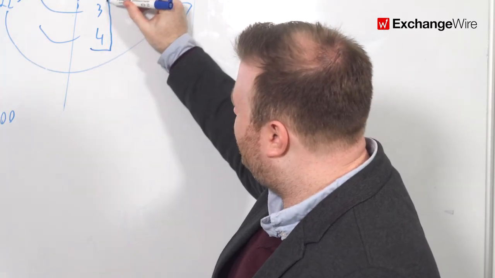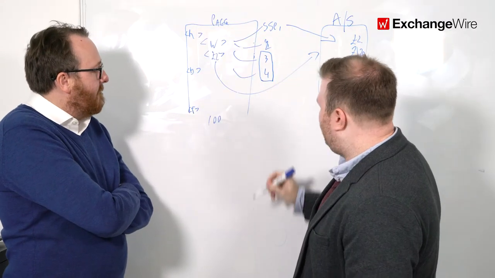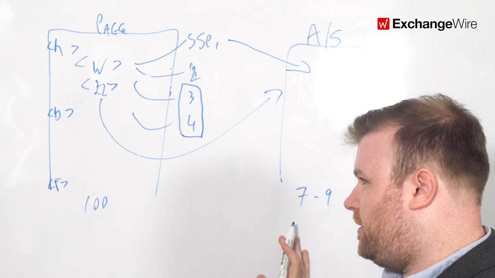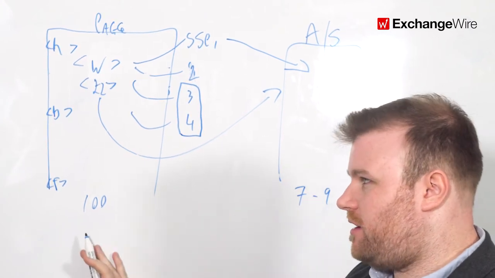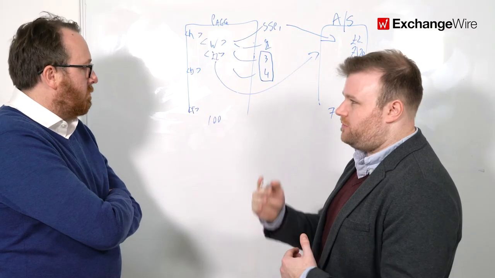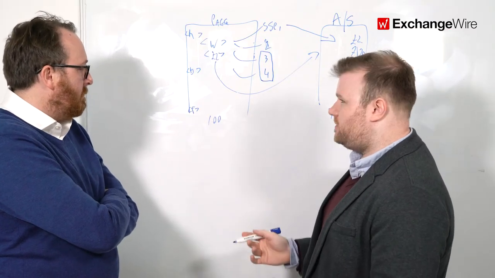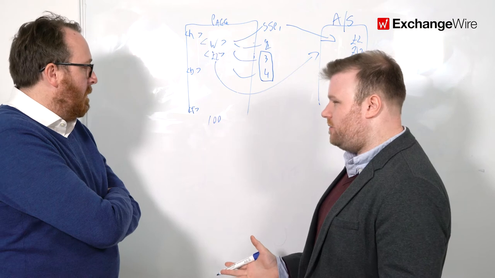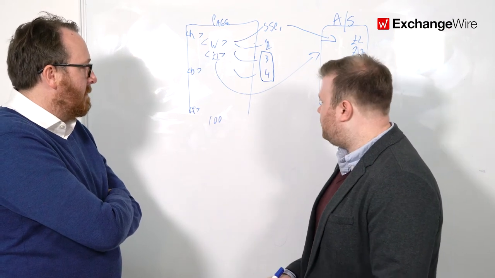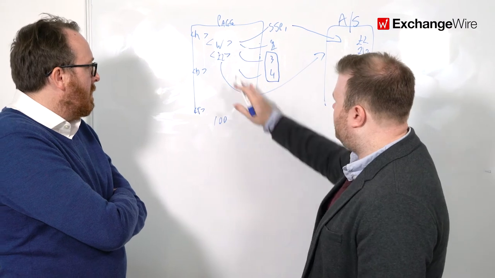So let's say, for example, you want to work with four different SSPs. But SSP3 and SSP4 only have a server-side offering, and SSP1 and 2 only have a client-side offering. You don't want to have two different wrappers, one for server-side, one for client-side. What you'd ideally want is just one deployment, managed via one single UI rather than two. That's the ideal scenario. So from a PubMatic point of view, we can do this via one tag.